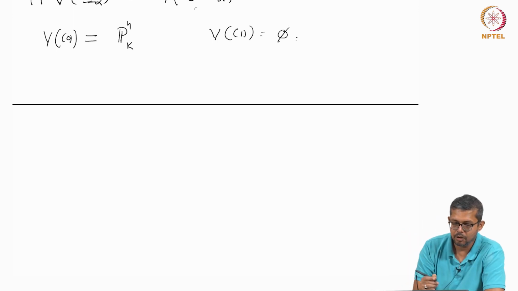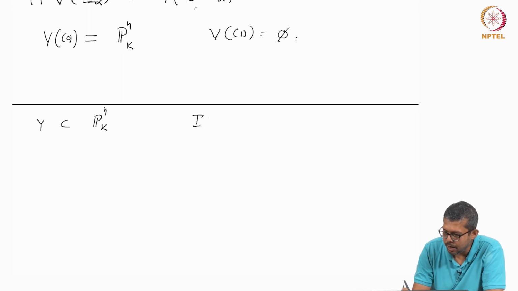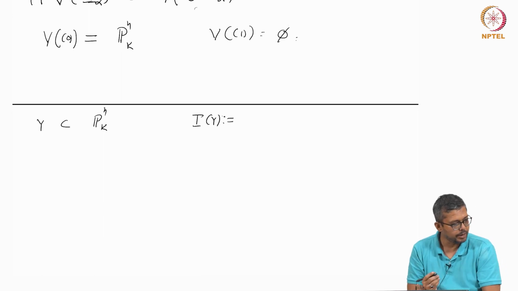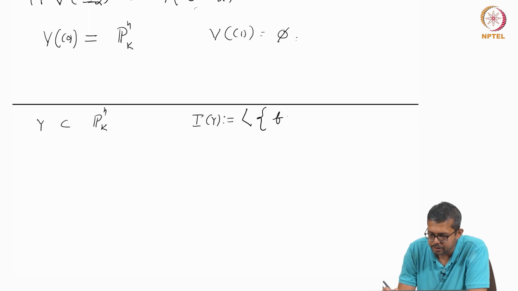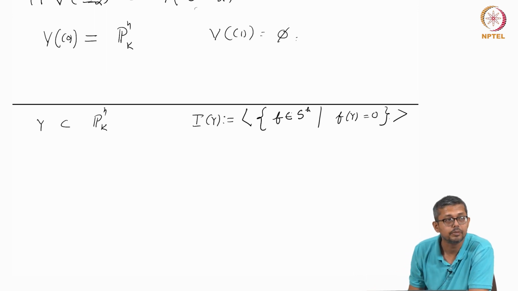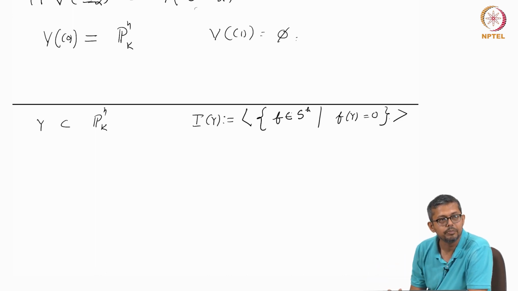Now the converse. If you take any subset Y in Pn, then you can talk about I of Y. What is I of Y? I of Y is the ideal generated by the set of all homogeneous elements which vanish on Y. So this is the set of f, f belongs to S_h, such that f of Y equals 0. Now, this set may not be an ideal, but you take the ideal generated by it. So you take all the homogeneous polynomials which vanish on this Y and take the ideal generated by that.